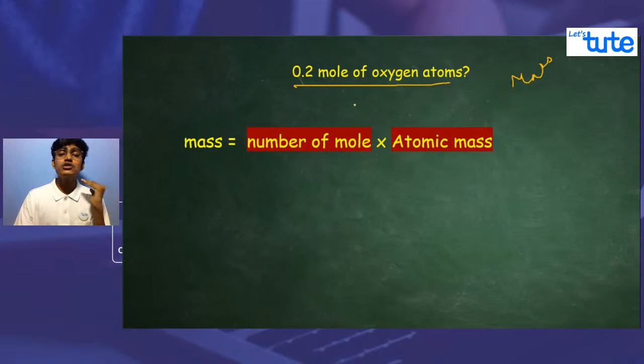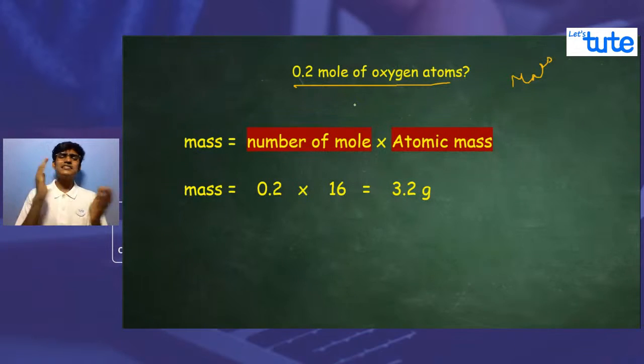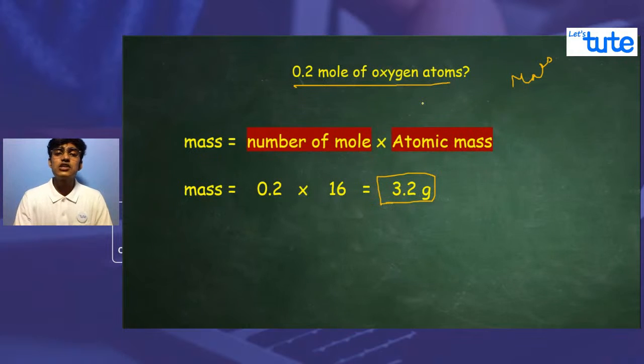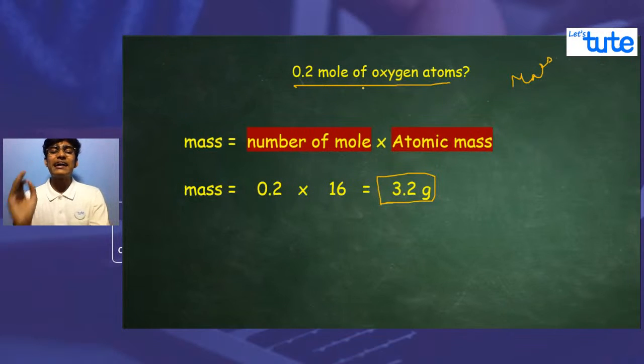The number of moles over here is 0.2, and we simply multiply it by the atomic mass. The atomic mass of oxygen is nothing but 16. So we simply multiply 0.2 by 16, and that will give us 3.2 grams. So this is the final value: the mass of 0.2 moles of oxygen is 3.2 grams. I hope this concept is very clear to you guys.